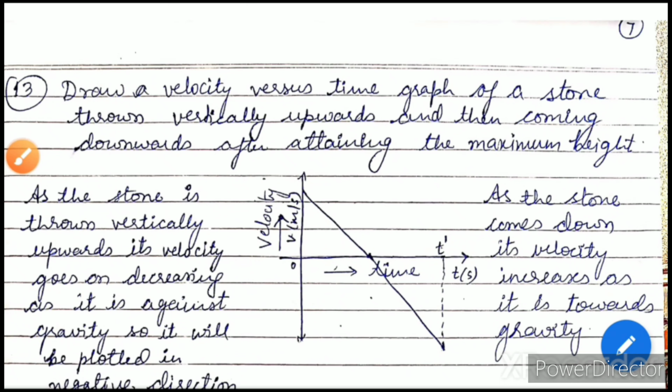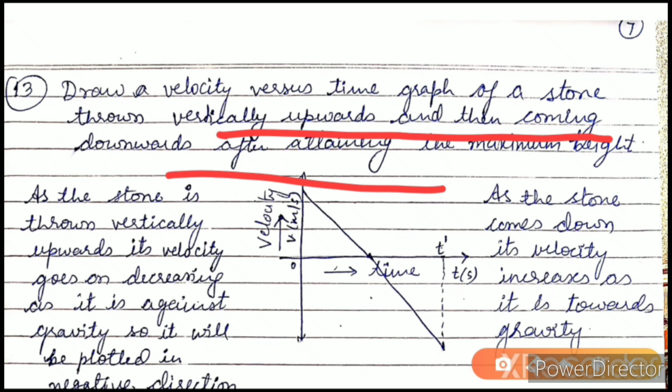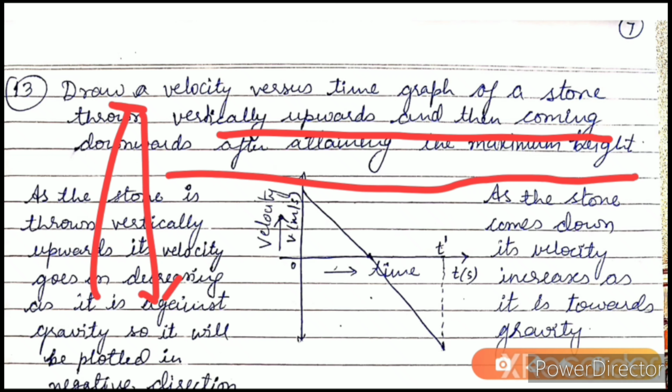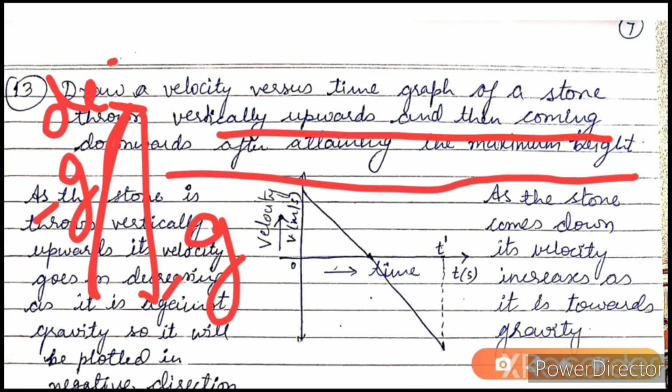Okay, now next. Now draw velocity versus time graph of a stone thrown vertically upwards and then coming downwards after attaining the maximum height. The stone is thrown up, it stops and then comes down. If the stone is thrown up, it is going against the gravity. If stone is coming down, it is towards the gravity. And in this case, the speed goes on decreasing. That's why it comes to rest. And in this case, the speed will go on increasing.